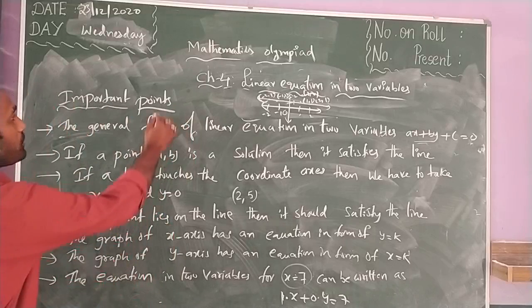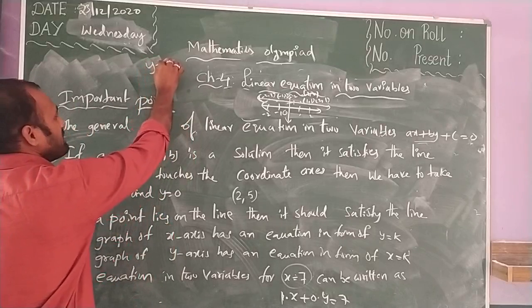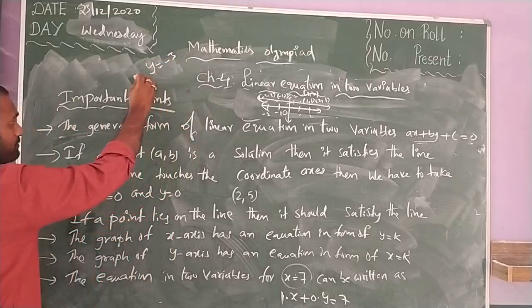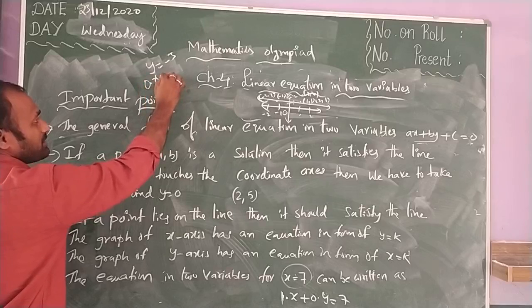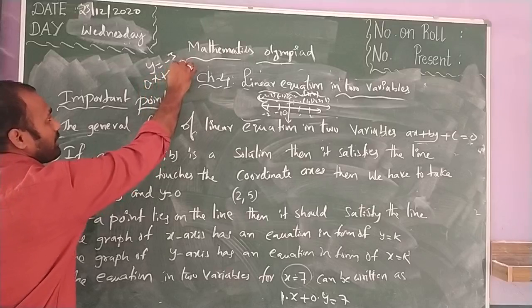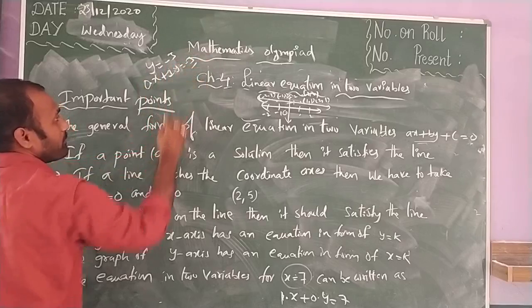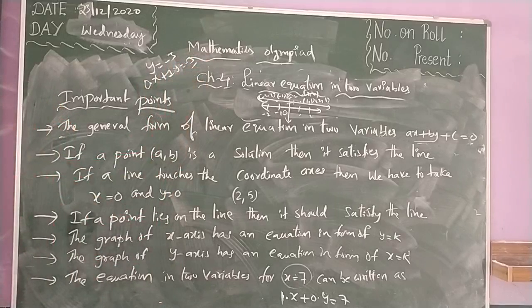For example, the same question is coming like this: y = -3. So the x term is missing, we can write 0 into x + 1 into y = -3. This will be the linear equation in two variables. Now let us start discussing some questions.